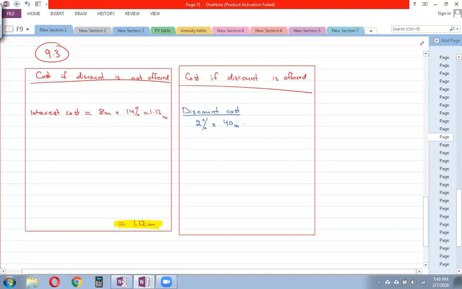40 million. But do you think all the customers are going to take this offer? No. Only 50% of the customers will take the discount. So our cost will be only for the 50% of the customers. So 2% of sales, but not all the sales, 50% of the sales, right? So how much is the discount cost? 0.4 million, right? Now, what about the interest cost?